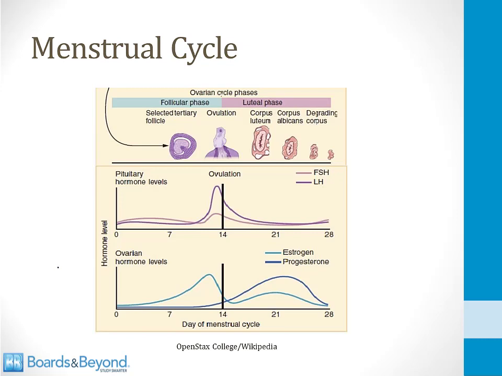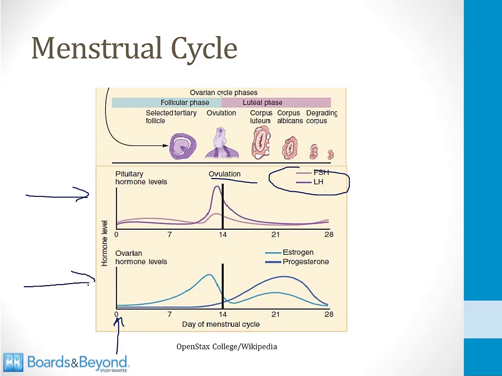Shown on this slide is a classic picture illustrating the changes in hormone levels during the menstrual cycle. The menstrual cycle begins on day 0, shown here. On this graph, you see the changes in the levels of FSH and LH. Both levels are initially low. They spike right before ovulation, and they fall again after ovulation.